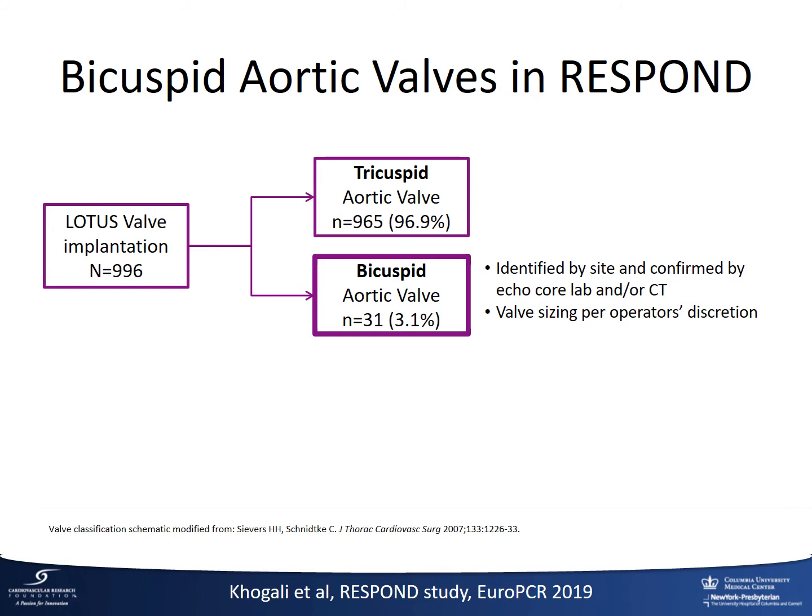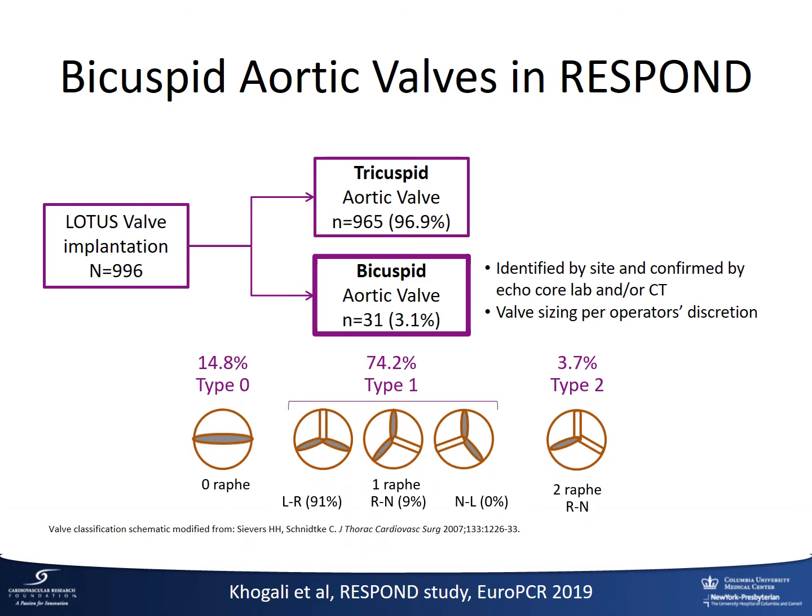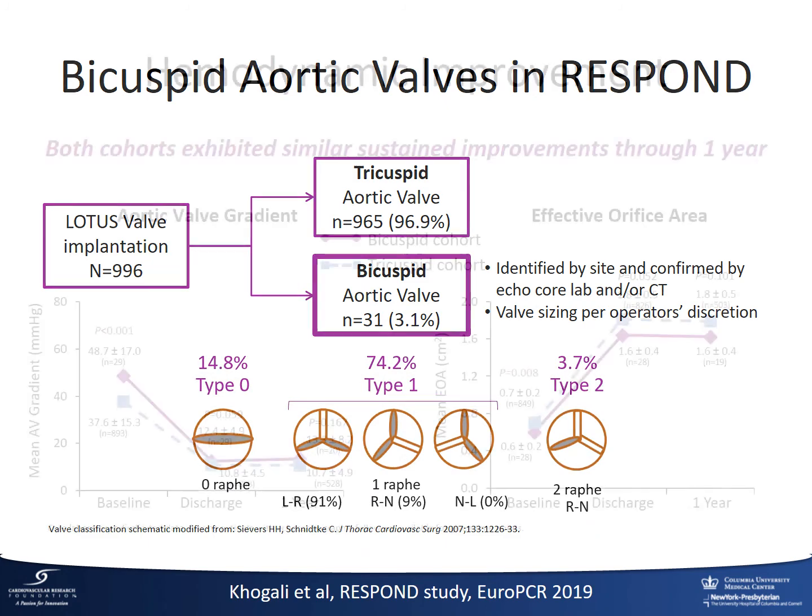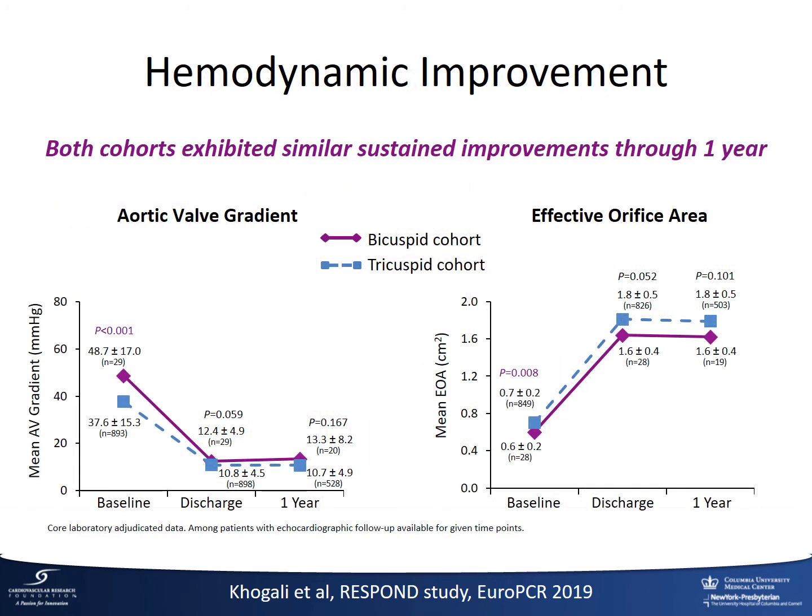There was some data presented last year from the RESPOND registry looking at, this was post-approval, just sort of commercial use. But the bicuspid valves were identified by the site and confirmed by a core lab or CT, and the valve sizing is up to the operators. It's not a large number, there's 31 bicuspids, the majority of which were type 1 bicuspids. But acutely, the results were good.